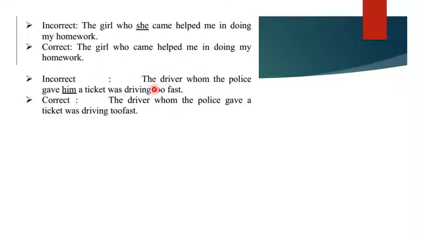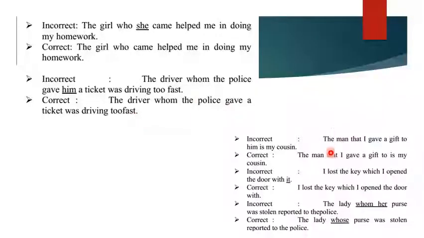Another example is the driver whom the police gave him. أعطاه. Again, literal translation of the connected pronoun or the attached pronoun here, gave him. أعطاه. Okay. However, we don't need again this insertion of the pronoun. The driver whom the police gave a ticket was driving too fast. Okay. The driver whom the police gave a ticket was driving too fast. This is the correct version. Okay.